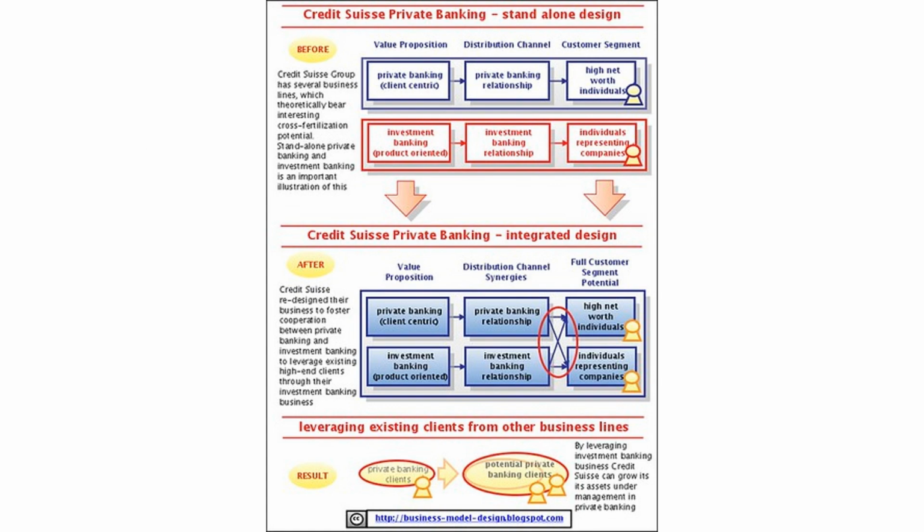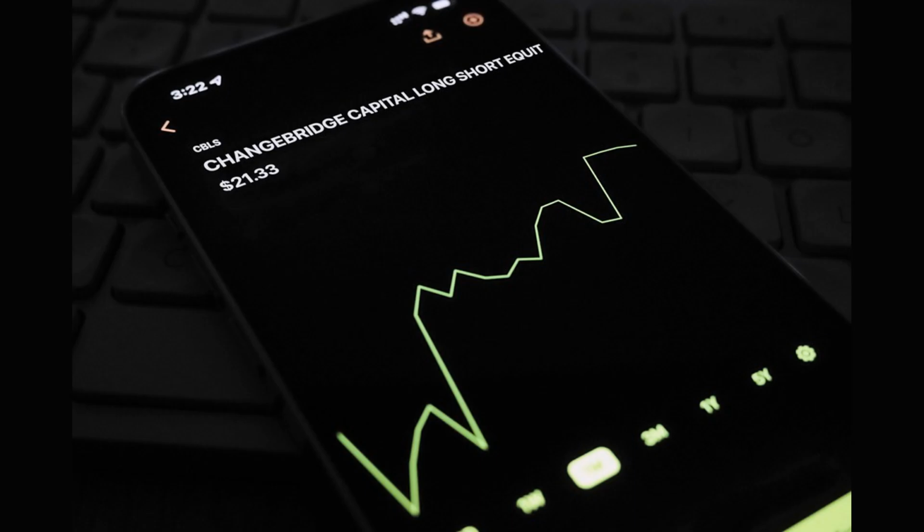Hedge funds use a variety of investment strategies to generate returns for their investors. These strategies can be broadly classified into four categories: directional, relative value, event-driven, and tactical. Directional strategies involve taking long or short positions in assets based on a fund manager's view of the market. These strategies can be further classified into equity long/short, global macro, and managed futures.